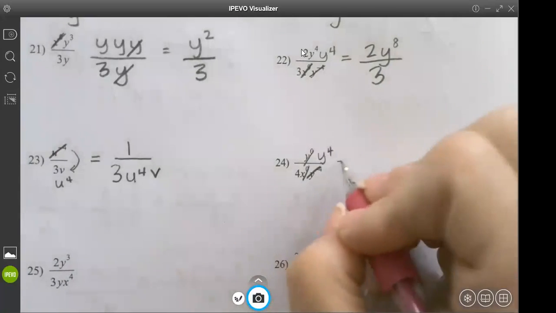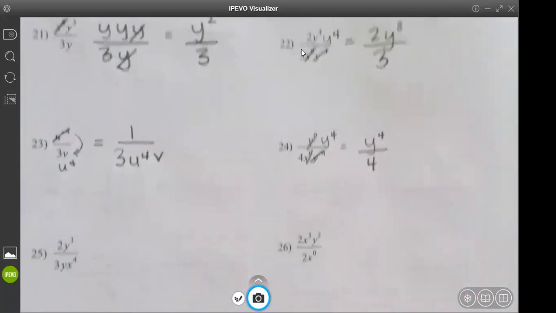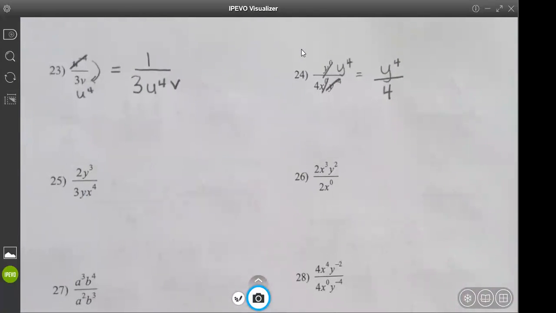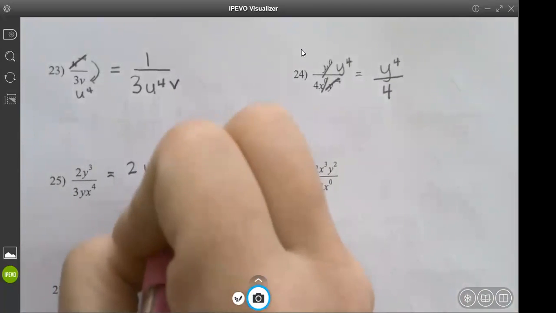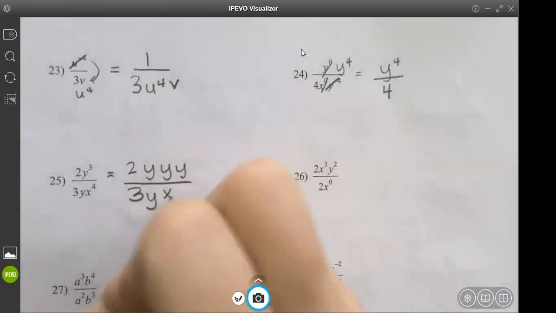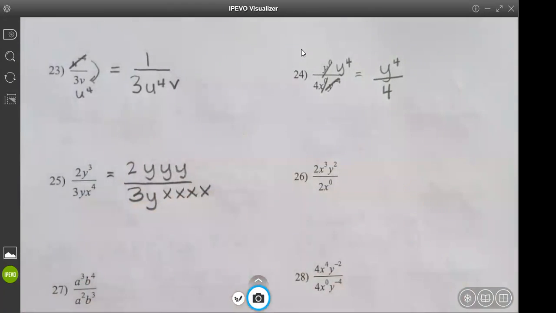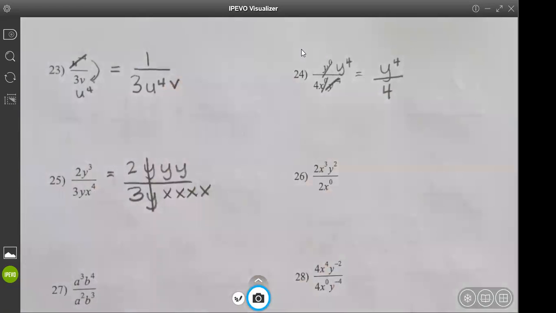All right, on the top, I have Y to the 4th. On the bottom, I just have a 4. There's nothing that we can mark out. Nothing the same on the top and the bottom. All right, for the next one, I don't have any zeros or negatives, so I'm going to write it out. On the top, I have 2 and 3 Ys. On the bottom, I have a 3, a Y, and 4 X's. We have a Y on the top and the bottom, so we're going to mark that out.